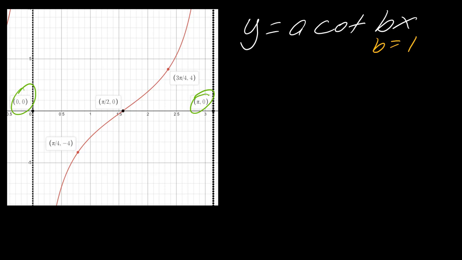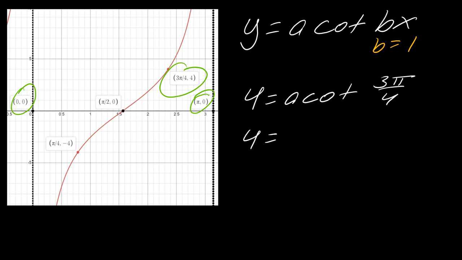So now I've got to figure out what is my A. I would recommend using a point that does not equal 0 so that you get more meaningful information. So we're going to use this point here, and I'm just going to plug it in. So I have 4 equals A cotangent, and my B is equal to 1, so I can just drop it, and then this is 3 pi over 4. Okay, so what is cotangent of 3 pi over 4? It is equal to negative 1. So what I get then is negative A equals 4, therefore A equals negative 4.